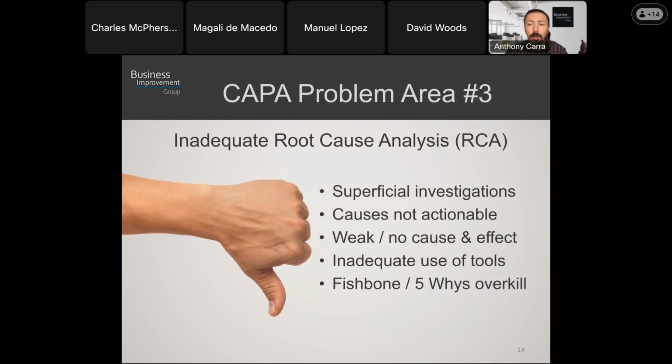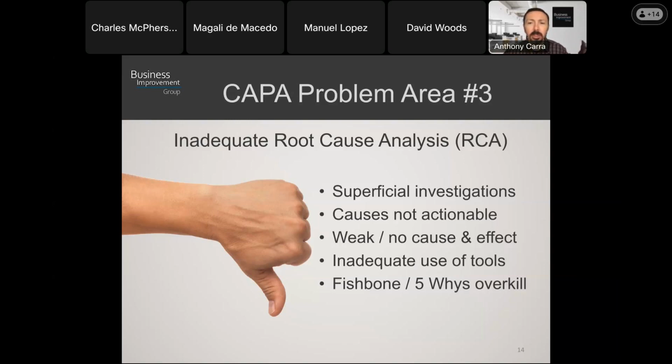This is very often where, when I see CAPA extensions or CAPAs going overdue and things of that nature, folks are spending a lot of time here. I'll partly explain why, and just to foreshadow a little bit, some of it is going to be caused because of the next problem area that I'm going to share. But for now, once I'm in the root cause analysis phase, a challenge that we see is just superficial investigations.